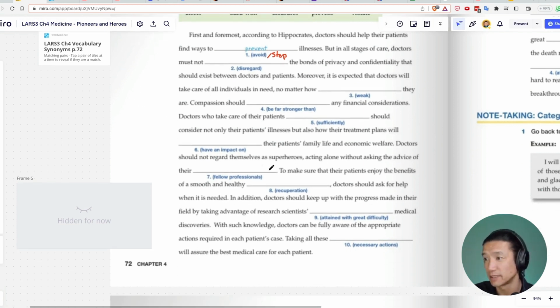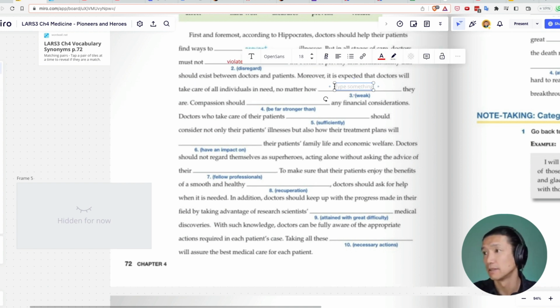Okay, so all those words, just fill those in. They have the same meaning. So if you read this: no matter how weak they are, passion should be far stronger. Passion should outweigh any financial considerations. So fill this in yourself. I'll do this later for you. Let's just do it now, because I'm Bob. Violate.